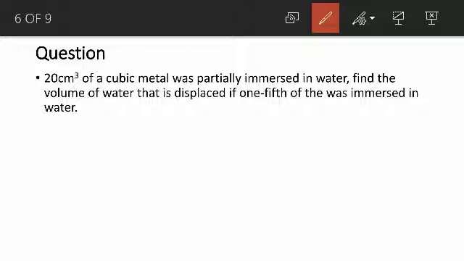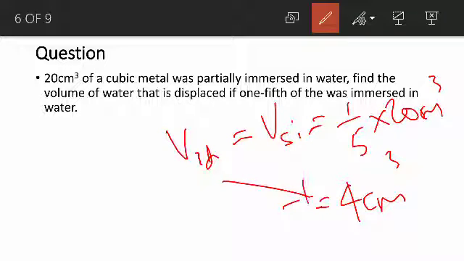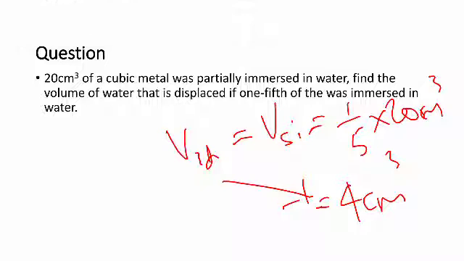Remember our formula, we are asked to find the volume of the water displaced. So the volume of the liquid that is displaced is equal to the volume of the solid that is immersed. The volume of solid immersed is 1/5 of 20 cm cube. That's quite easy, so that's going to be 4 cm cube. So the volume of the liquid displaced is equal to 4 cm cube, which is the volume of the solid that is immersed.